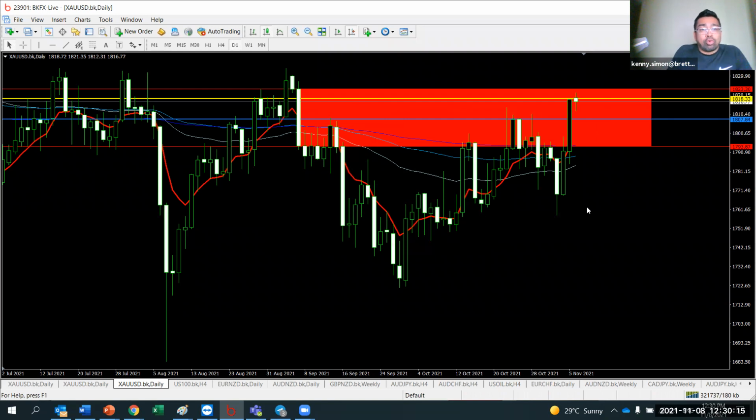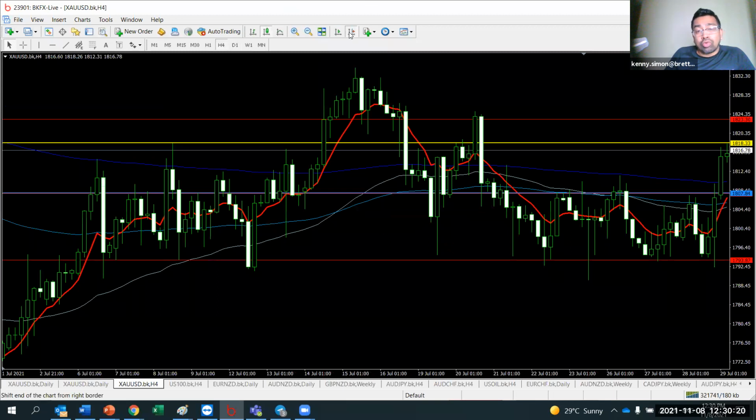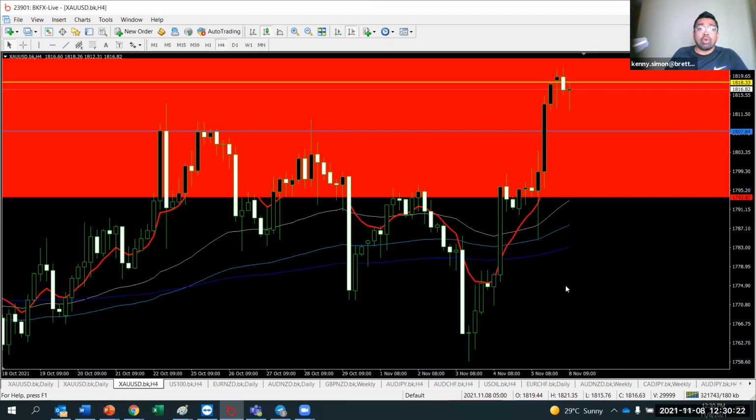Now, for those who are trading in the short term, if you want to know what you could actually do as of now, it is to sell from this area right here, where price is at 1818 to 1816, and then take profit just above 1807. Now, I would think 1810 would probably be better.